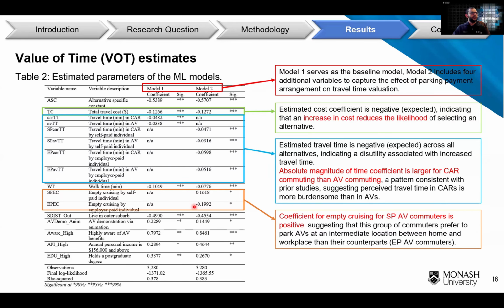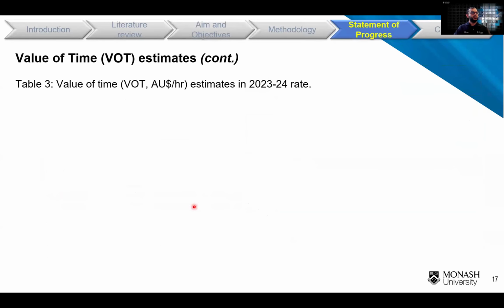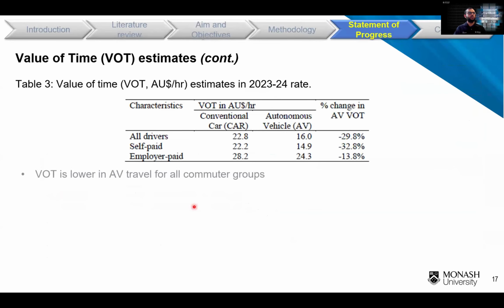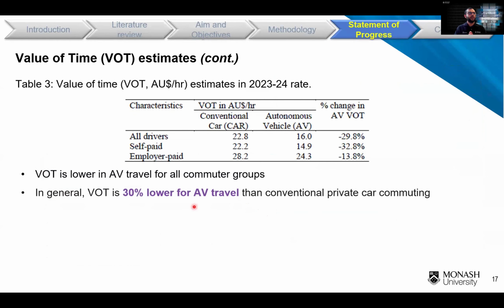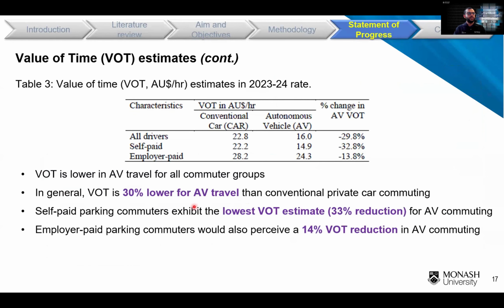Now, based on this model coefficient, we have calculated the value of time. This table shows the value of time for all aggregate drivers as well as for self-paid and employer-paid. As we can see here, the value of time for all drivers in autonomous vehicle is $16 per hour. It is Australian dollar, not the US dollar. And this would be almost 30% lower than conventional car value of time.